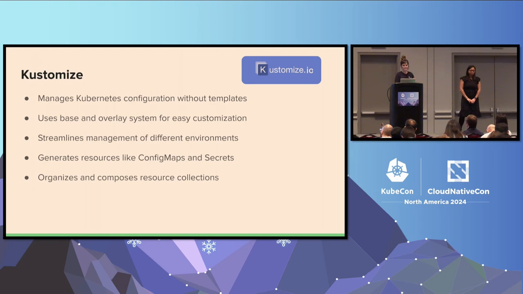staging, and prod. You can generate resources like config maps and secrets directly, which is handy for storing your configuration data. And finally, it's great for combining and customizing sets of resources, keeping things organized and flexible. Check the docs for your kubectl version, because there's a couple of different ways that you can use Kustomize.